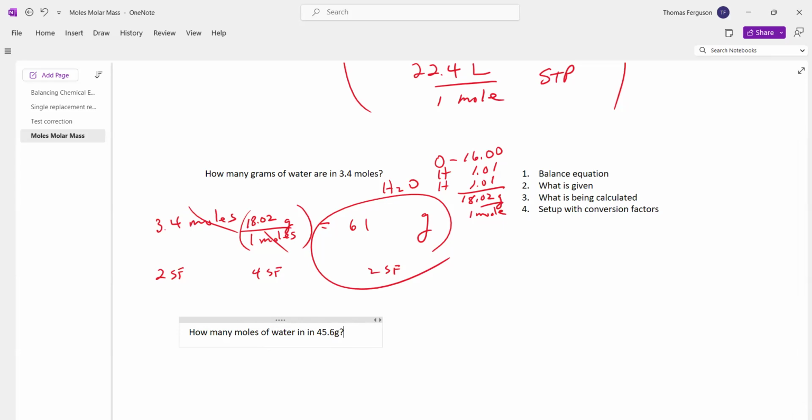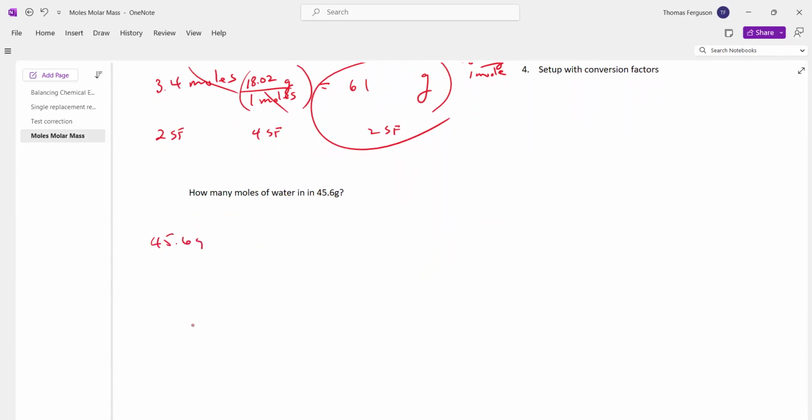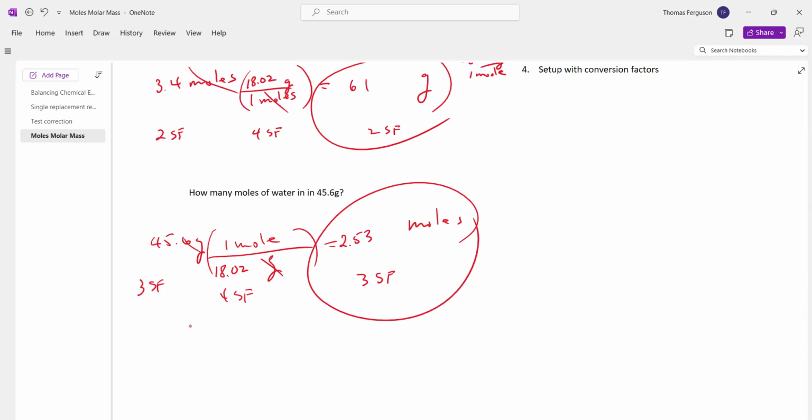how many moles are in 45.6 grams? Okay, so what's given is 45.6 grams. We're trying to calculate moles. So grams need to cancel. Moles on top. And for water, this is for water, so that's 18.02. And so that's 3 sig figs, 4 sig figs, 3 sig figs. Now, those are both one-step problems.